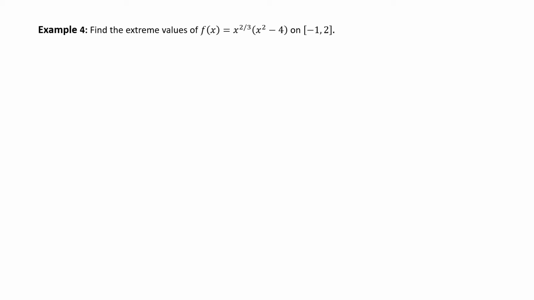Example: find the extreme values of f(x) = x^(2/3)(x² − 4) on the closed interval from −1 to 2.